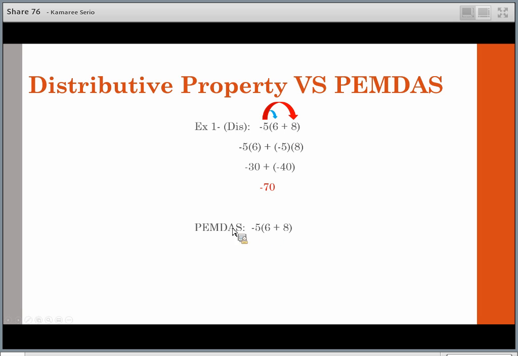When you are solving this with PEMDAS, the P in PEMDAS stands for parentheses, so that means we are going to solve the math inside the parentheses first, which is addition, so 6 plus 8. 6 plus 8 is 14. This negative 5 is going to stay on the outside. So now I have negative 5 times 14, which still gives me negative 70. Notice that my answer is the same, even though I used 2 different methods to solve it.